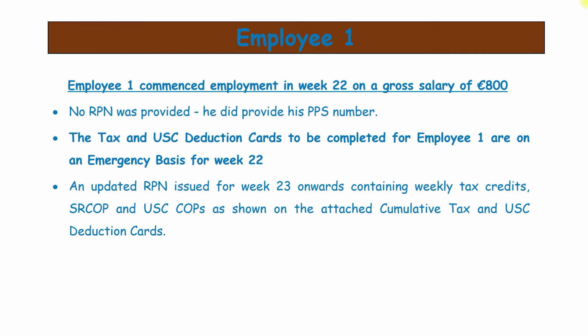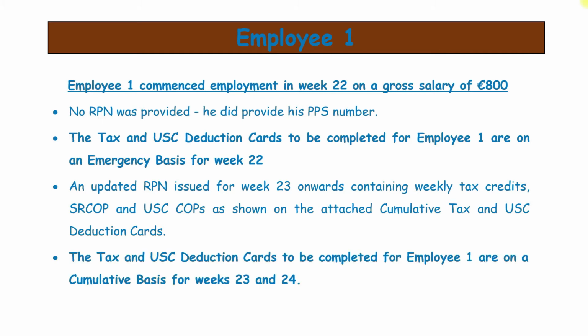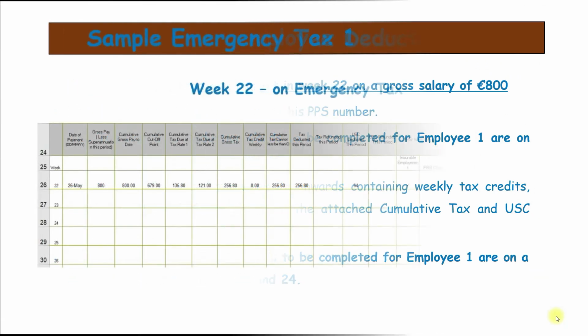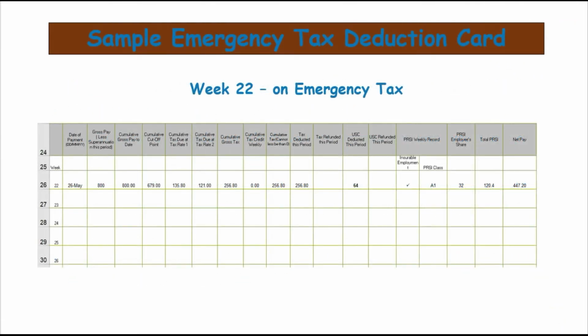The tax and USC deduction cards will then be completed for the employee on a cumulative basis for weeks 23 and 24. Please be aware that we are using weeks 22 to 24 for this exercise only. The actual assignment will be based on some other week and a different gross pay, and it is vital to identify both of these early in the assignment. So, the first step is to calculate week 22 on emergency tax as shown.